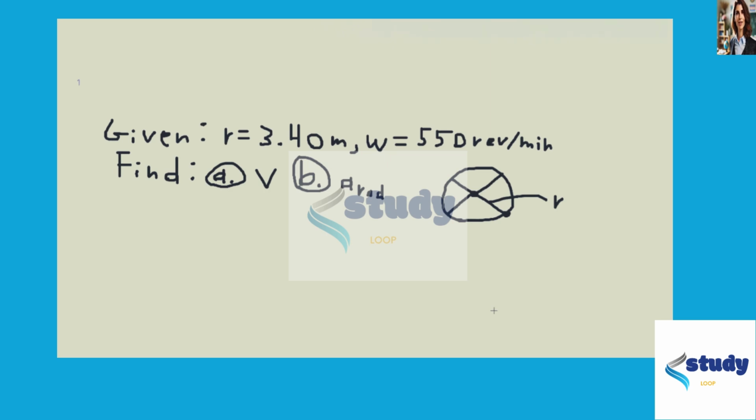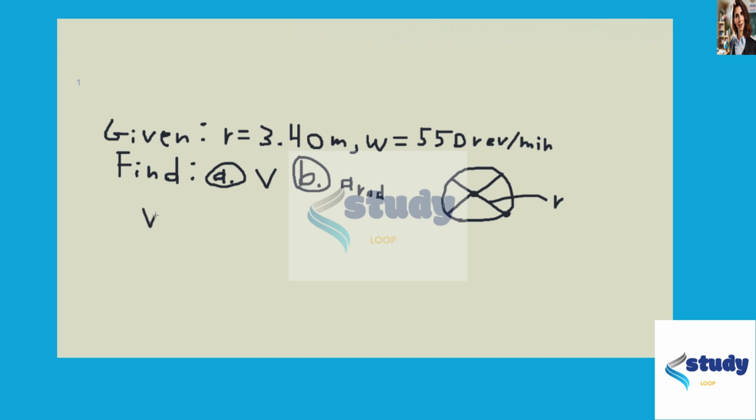Okay, so for this problem, we're given a helicopter that has 4 blades, and each of them is 3.4 meters long from the center to the blade tip. So that means we could take R to be the distance between the center and the tip of the blade. So R is going to be 3.40 meters. And we're also given an angular velocity of 550 revolutions per minute. And then we're being asked to find the linear velocity, v, in part A, and then the radial acceleration in part B.